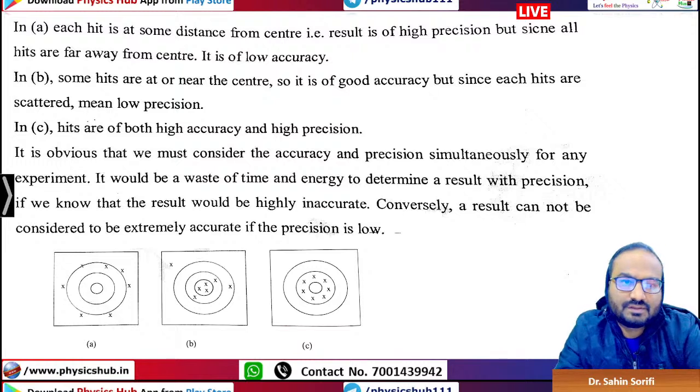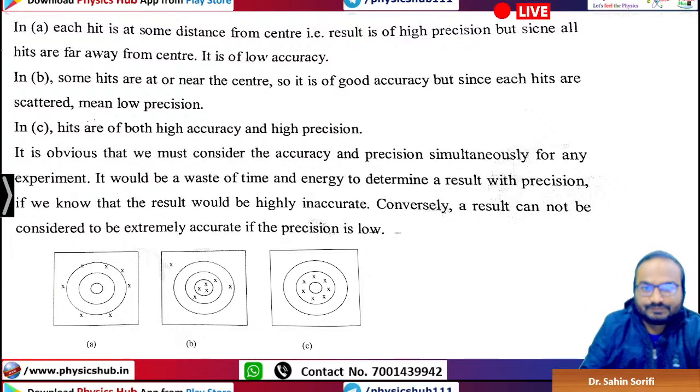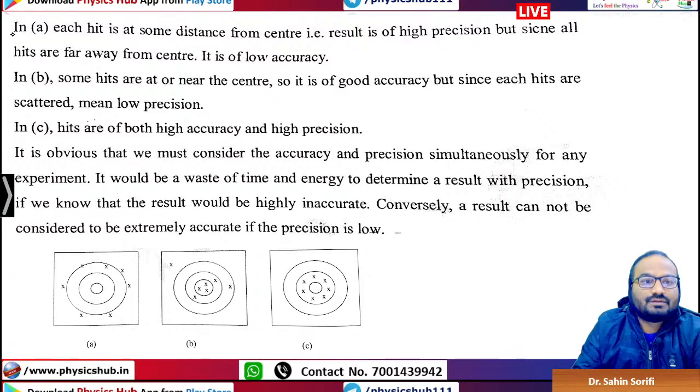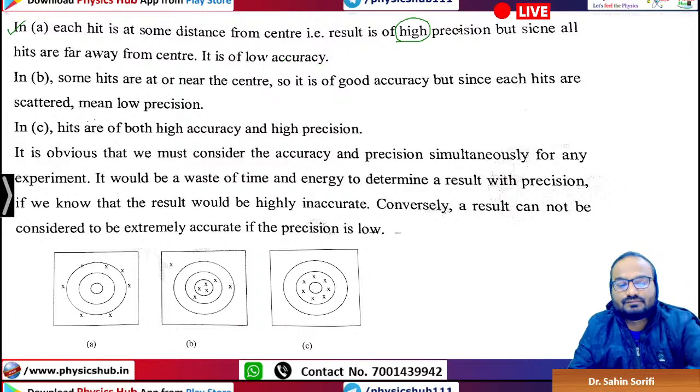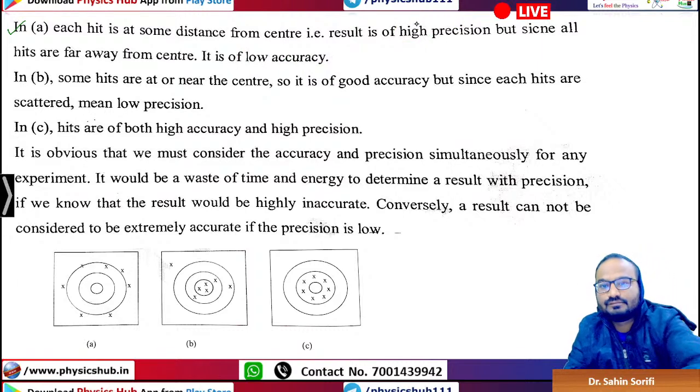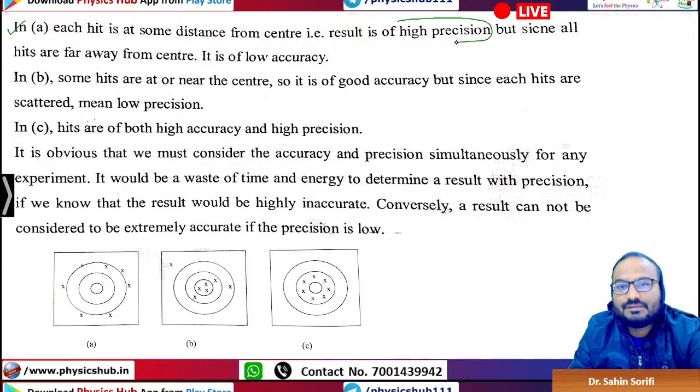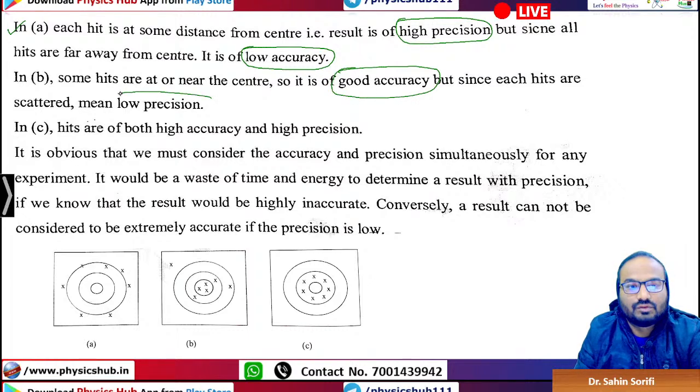The same thing has been explained here in the first figure. We have high precision, low accuracy. High precision, then low accuracy, high accuracy, low precision, high accuracy, high precision.